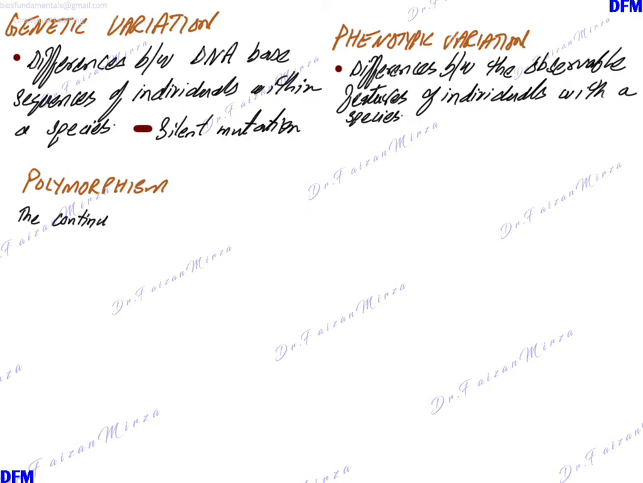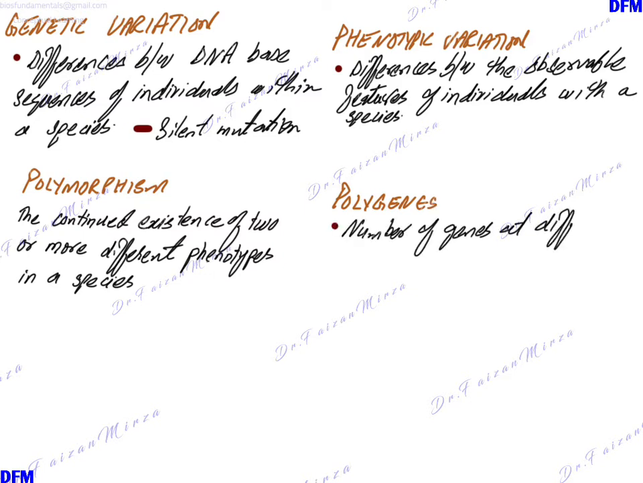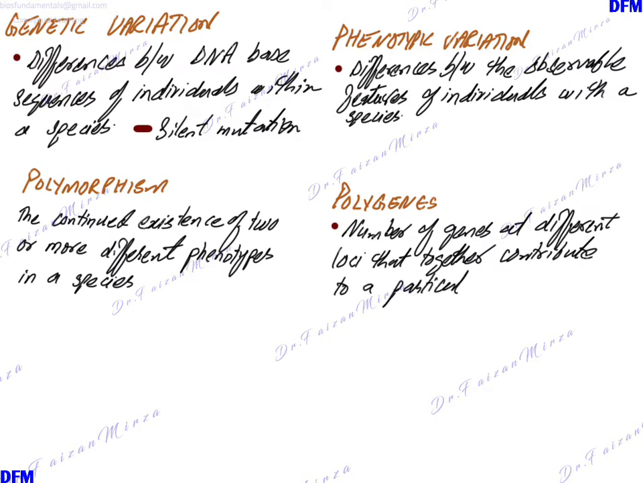What's polymorphism? Polymorphism means there is a continued existence of two or more distinct phenotypes of the same species. For example, you can see black swan and white swan, both can be seen. Similarly, peppered moth, black and white, can be seen. So these are two distinct phenotypes, or for example, gray squirrel and red squirrel. That's polymorphism. Polygenes means that there are a number of genes at different loci, and these different genes at different loci act together and contribute to a particular phenotype or trait.